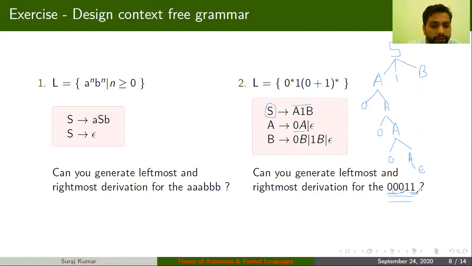Now you wanted to generate this second one, so you can replace this V with this production rule. So you can write here 1B. Okay, 1B. Now both ones have been generated, so now you can replace this B with this rule, B implies epsilon. So this is actually nothing but a derivation tree, or you can call it a parse tree.